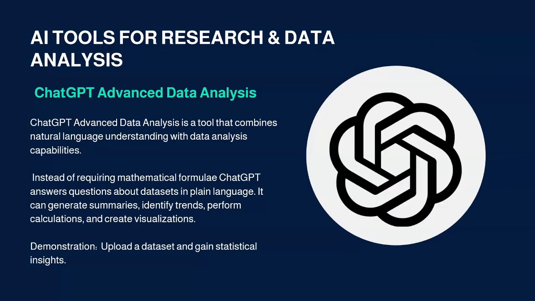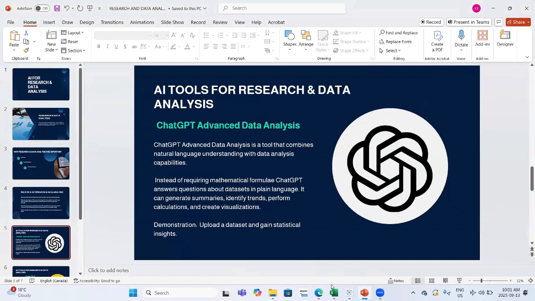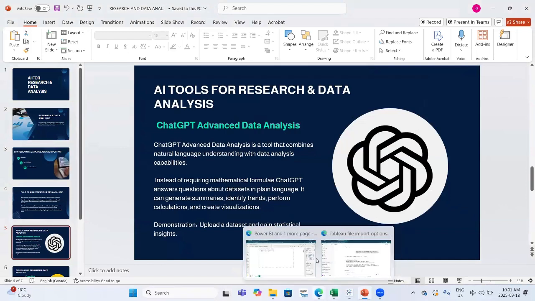Now we have specific tools that we're going to look at for research and data analysis. So we have ChatGPT Advanced Data Analysis. ChatGPT Advanced Data Analysis combines natural language understanding with data analysis capabilities. So instead of the complex mathematical formulae that's normally required, ChatGPT can use natural language, so simple English text, to give insights about a data set. So what we can do is we can generate summaries, identify trends, perform calculations, and create visualizations. So we're going to do a hands-on demonstration to gain statistical insights from an existing data set.